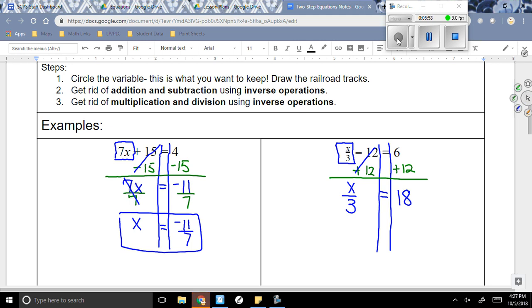Now look, I was dividing by 3. If I want to use the inverse, I'm going to multiply by 3. So I'm going to draw that multiplication dot and put a 3. Remember, if you're multiplying by 3, that's the same thing as 3 over 1. And I know that the 3's will cancel each other out. So I'll just have x on the left.